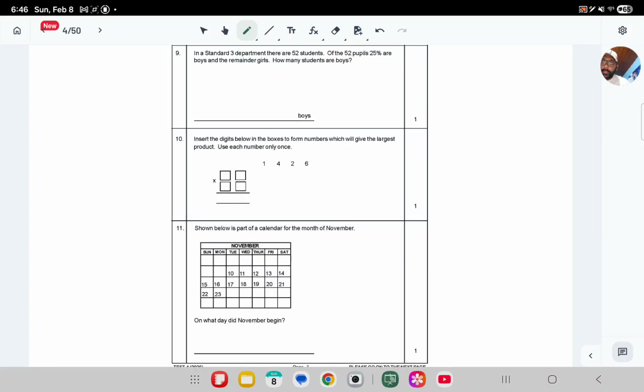Moving on now to number 9. In a standard 3 department, there are 52 students. Of the 52 students, 25% are boys and the remainder are girls. How many students are boys?